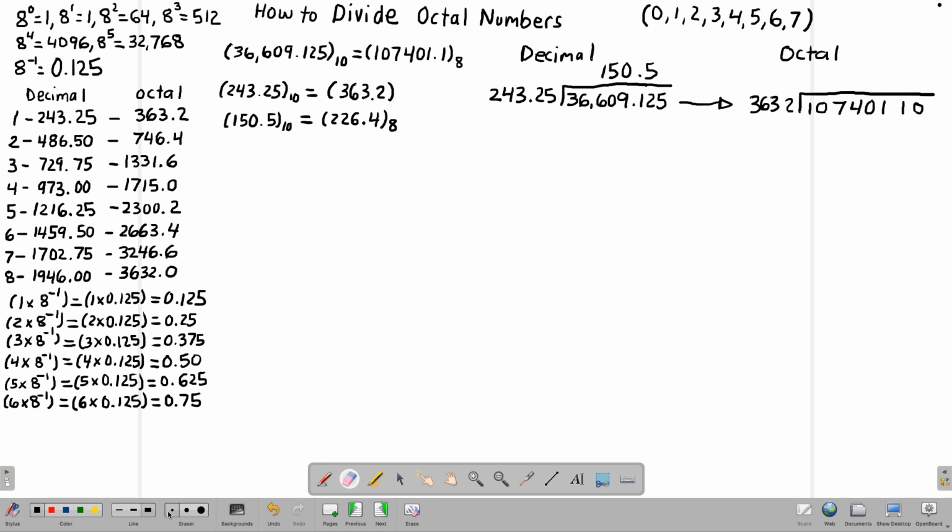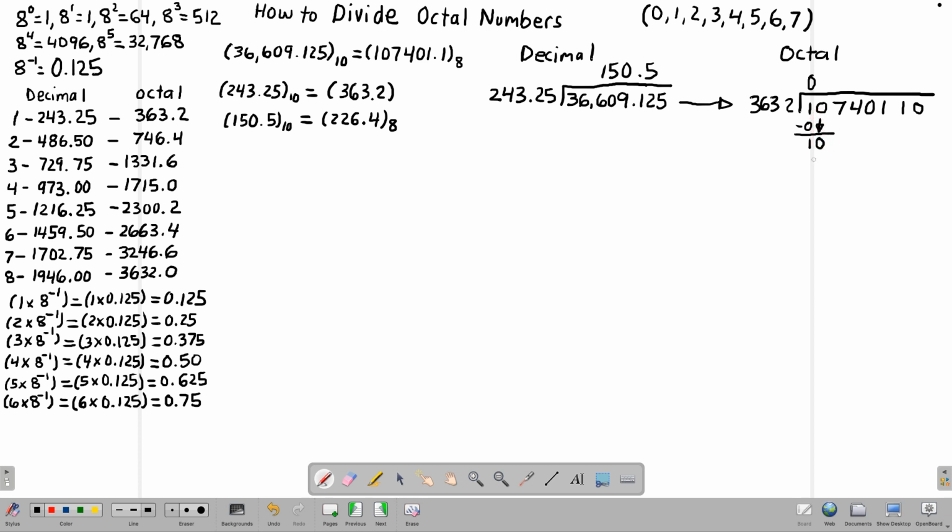Let's get a pencil here. All right, so we start off with the first digit. Does 3632 go into the value 1? And the answer is no. So a 0 goes here. And so 0 times 3632 would be 0. And we subtract. That leaves us with a 1. And then we bring down the 0.